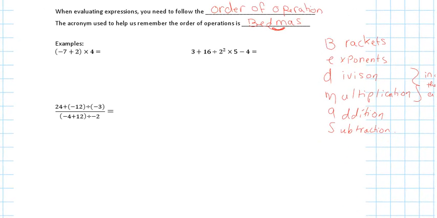All right, so let's look at our first example. I have bracket -7 plus 2, close bracket, multiplied by 4. So it's going to be negative 5 times 4, or negative 20. Okay, so that's correct. The first thing I have to work with is my brackets, right? I have to simplify what's inside my bracket, and I have to add the -7 plus 2, which is -5, multiplied by 4.